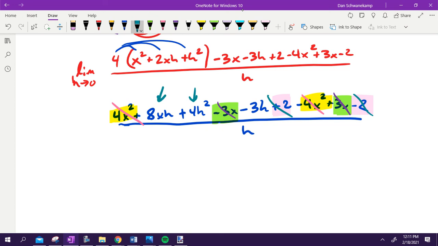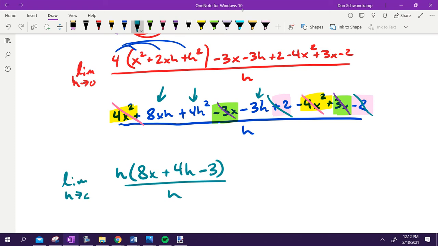What do you notice about everything left on top? It all has an h. So we still are following our same rules. We're going to factor, cancel, plug back in. How can I factor the top? Take an h out. So now I'm going to be left with this. That is what I get. I just took an h out of each one of those parts and wrote it out in front. I'm still finding the limit as h approaches 0.